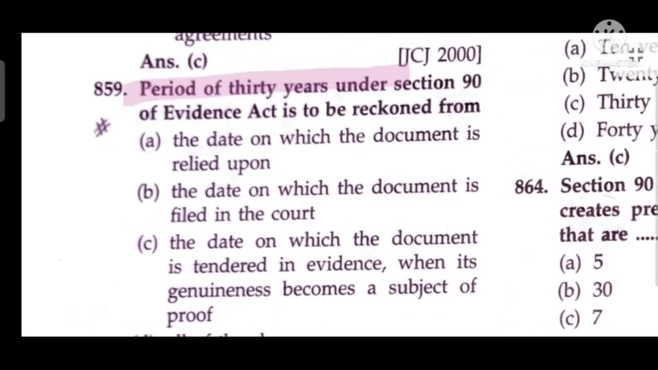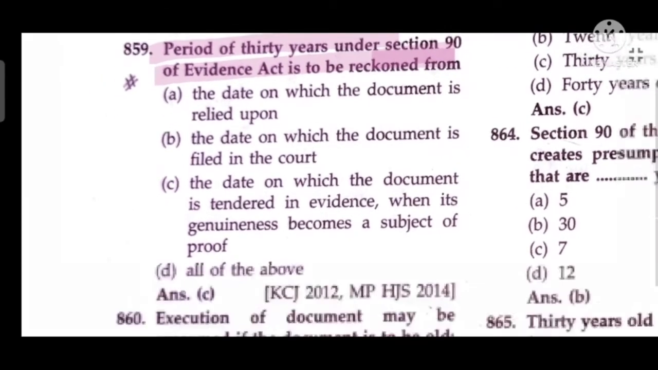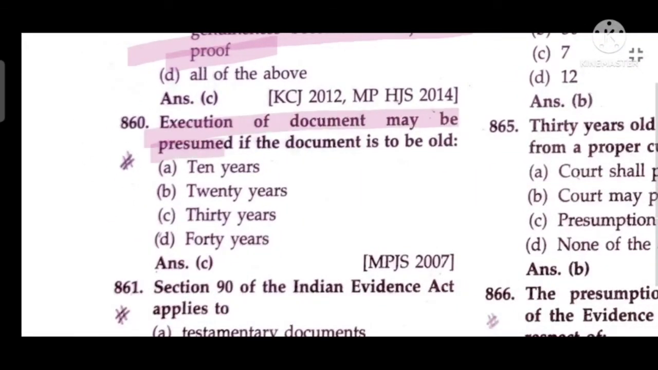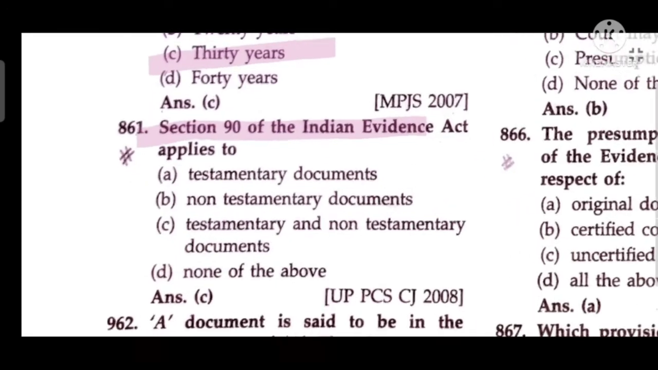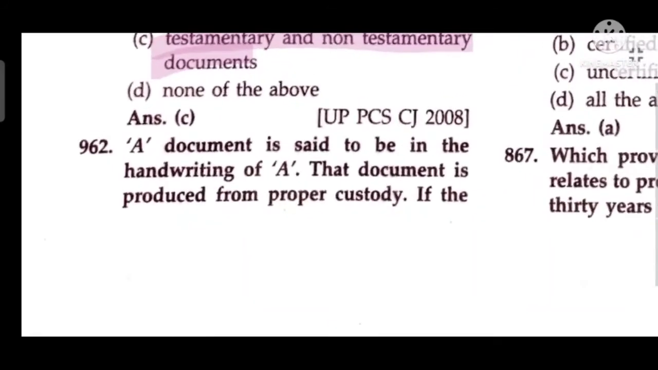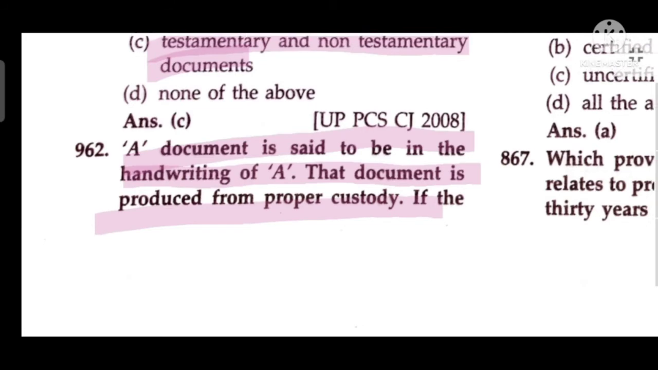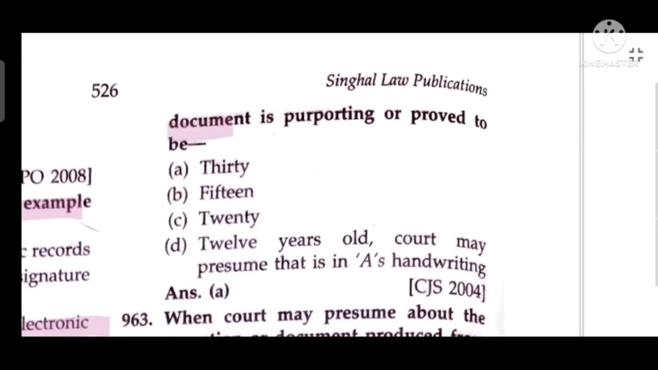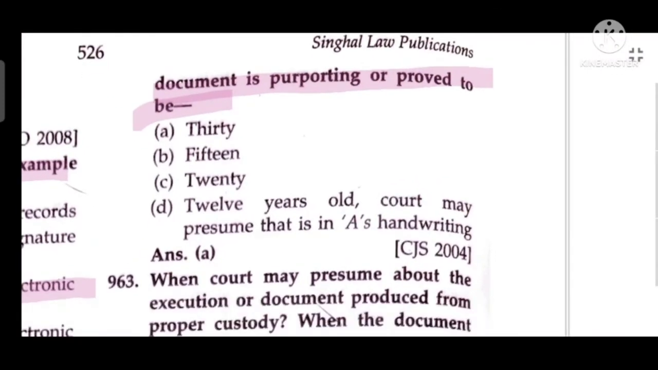The period of 30 years under Section 90 of the Indian Evidence Act is reckoned from the date on which the document is tendered in evidence, when its genuineness becomes the subject of proof. Execution of a document may be presumed if the document is said to be older than 30 years. Section 90 of the Indian Evidence Act applies to testamentary and non-testamentary documents. A document is said to be in the handwriting of A. That document is produced from proper custody, if the document is propounded and proved by 30 years.